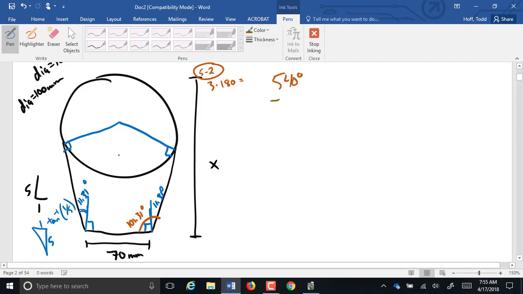So I've got 90 and 90 here, so I'm going to subtract 180, that's 360. Then I've got 101.31 and 101.31. So I subtract that 202.62 to get 157.38 degrees, correct? So that's 157.38 up there.